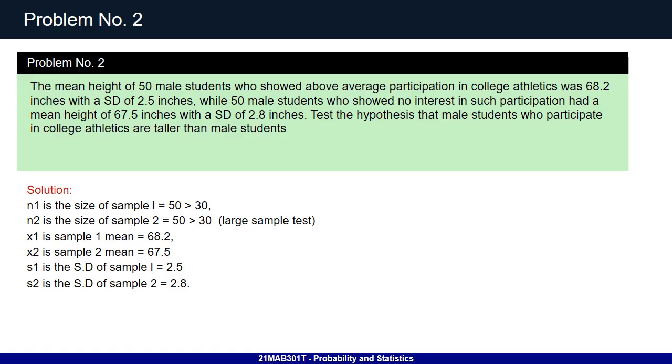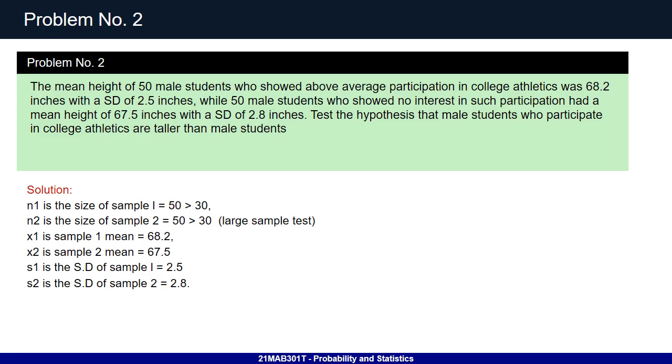The mean height of 50 male students who showed above average participation in college athletics was 68.2 inches with a standard deviation of 2.5 inches. Another group of 50 male students who showed no interest had a mean height of 67.5 inches with a standard deviation of 2.8 inches. Test the hypothesis that the students who participate in athletics are taller. So here they have mentioned the word taller, not "not equal to". Therefore, this is going to be a one-tailed test.